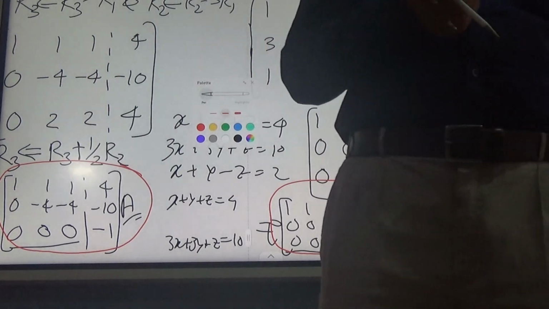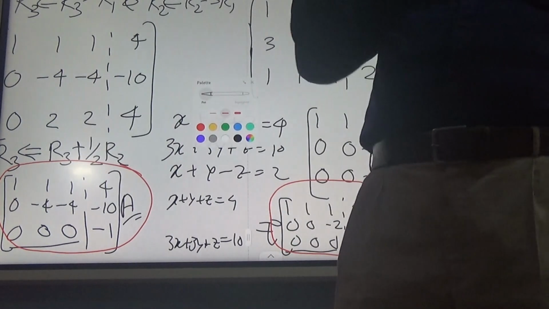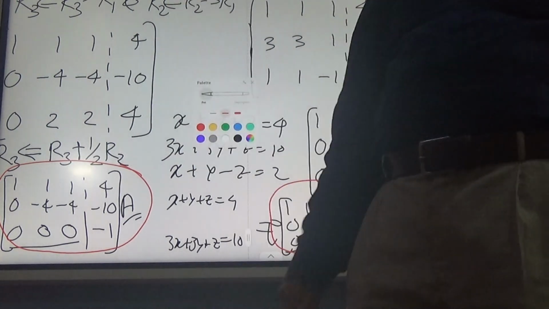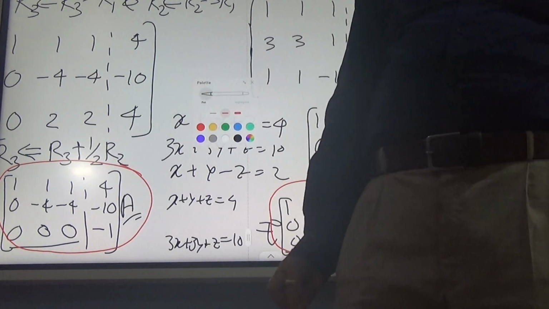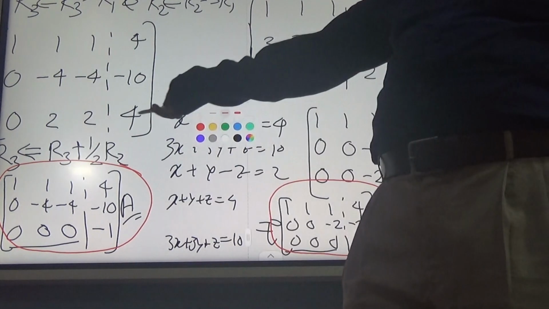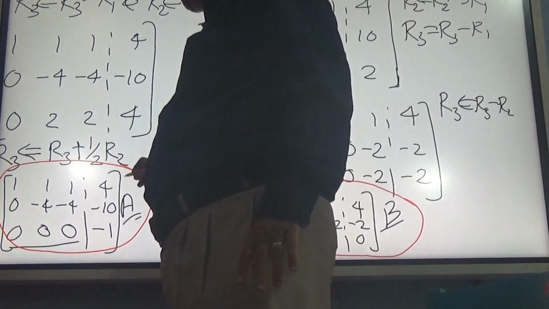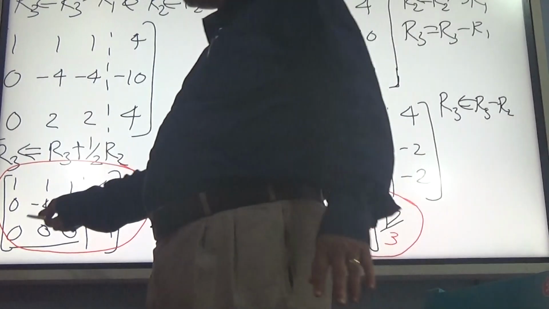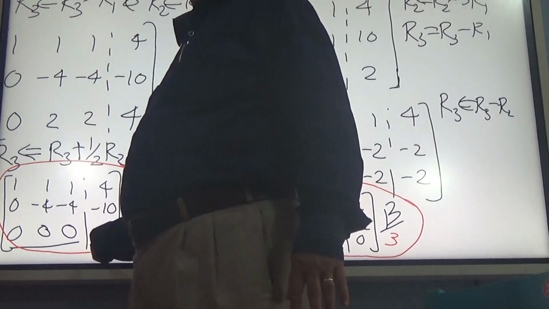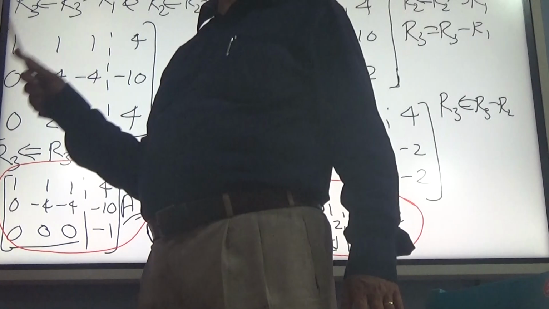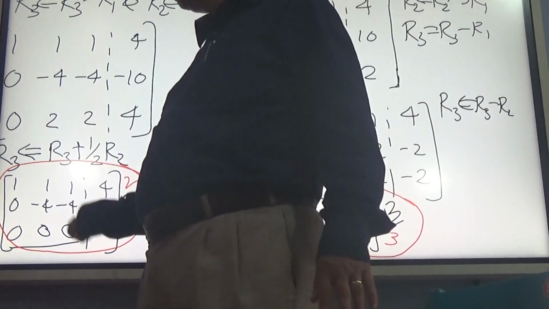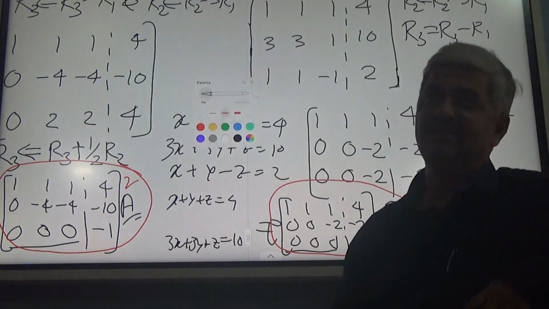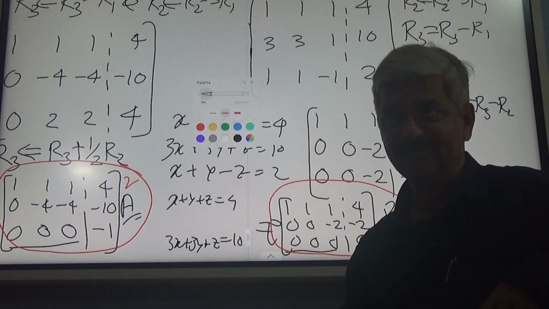In which case? In first case we had unique solution. Second case represents what? In second case 0 0 0 and this non-zero: 0x plus 0y plus 0z equal to minus 1. What does it mean? It is inconsistent. So no solution.